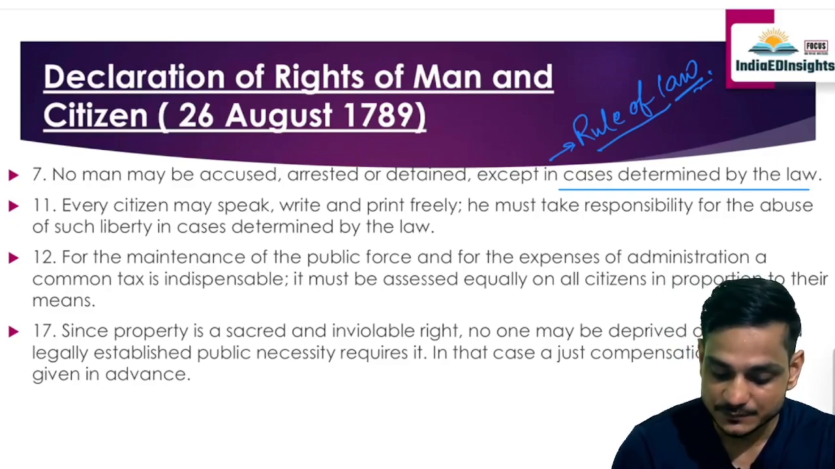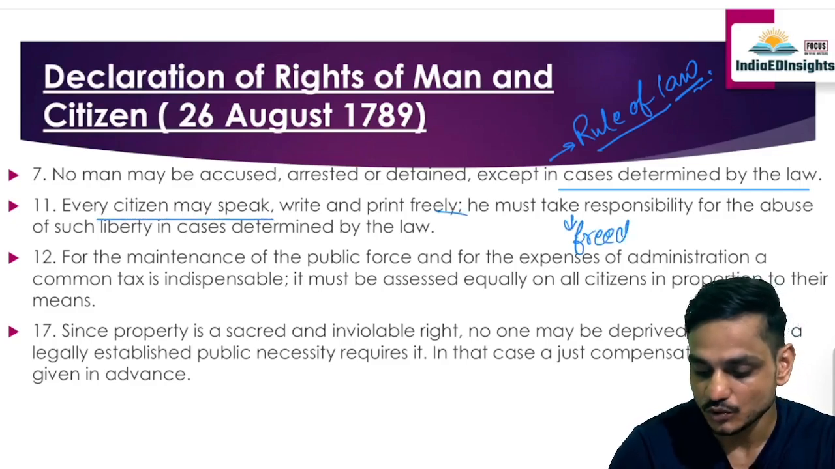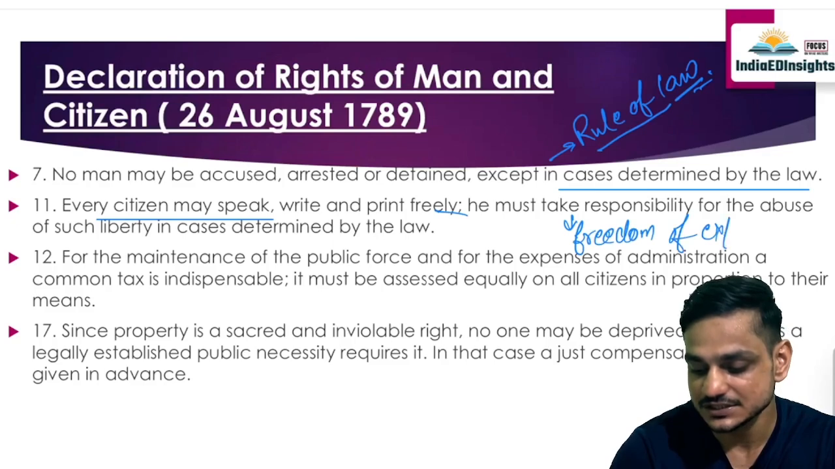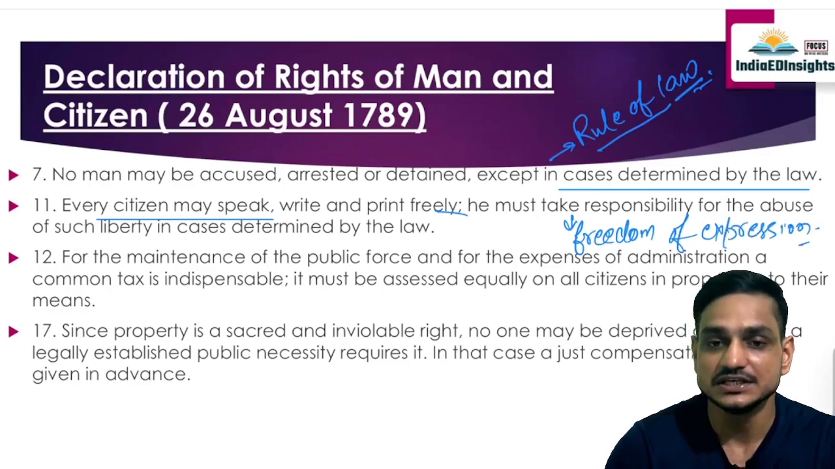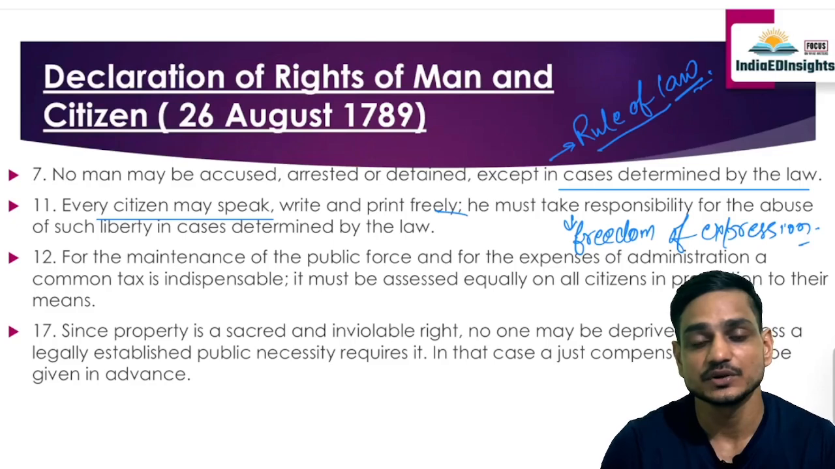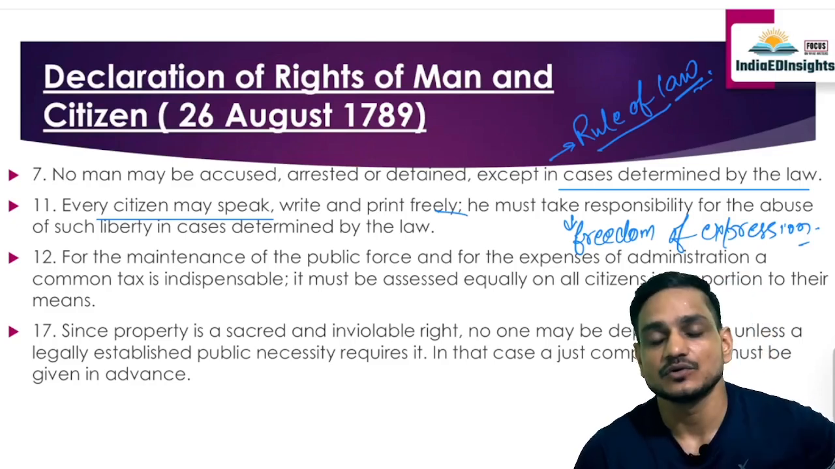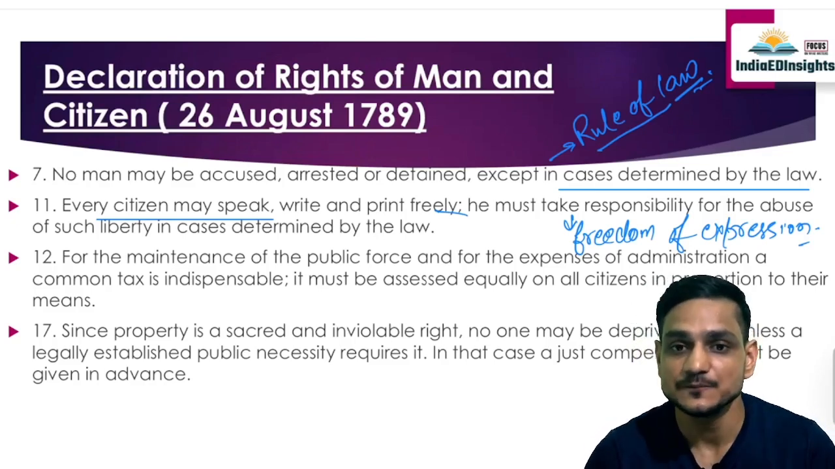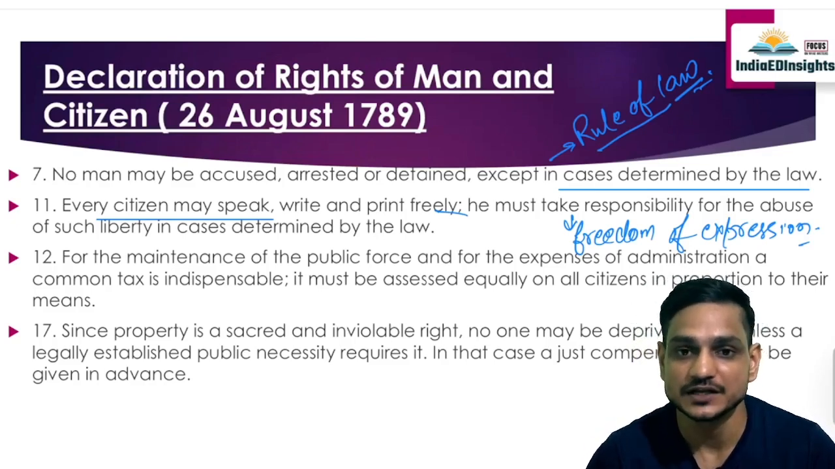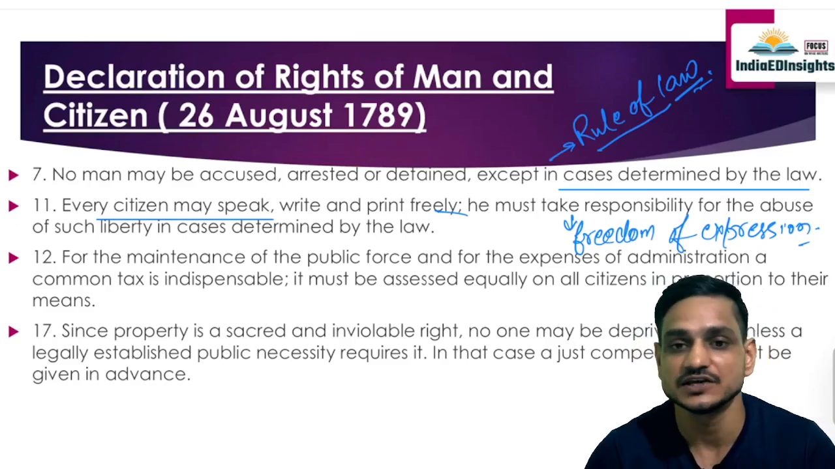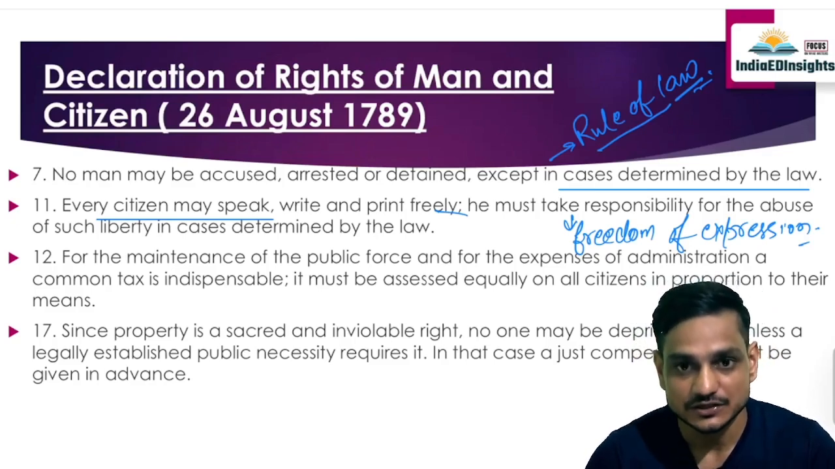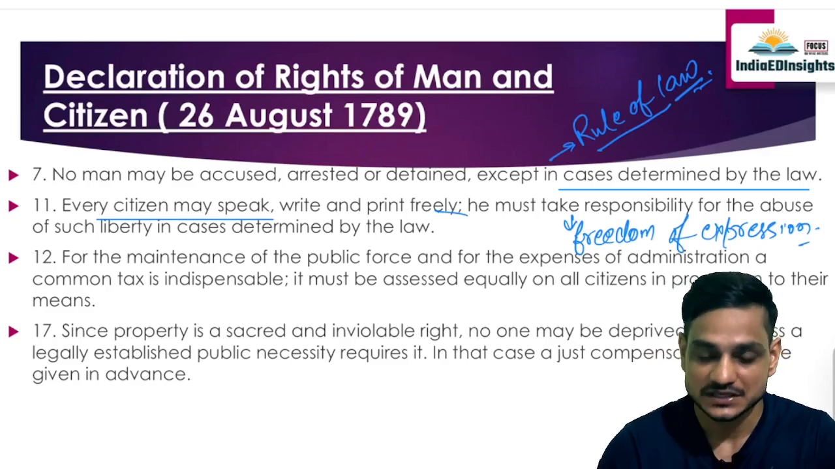Next one is every citizen may speak, write, and print freely. So this provides freedom of expression. So all these things we already discussed in the Enlightenment thinkers. So these are all things which were in the society in France during that time. Every people think, every people write, every people discuss. All those thinkers, Rousseau, Voltaire, Montesquieu, John Locke, all these Enlightenment thinkers provide certain thoughts, and these thoughts at that time were very much prevalent in the society, and all these thoughts were considered and used in the Declaration of Rights of Man and Citizen.